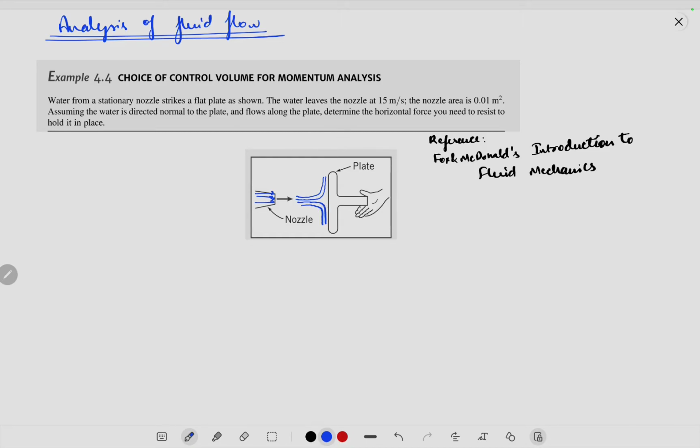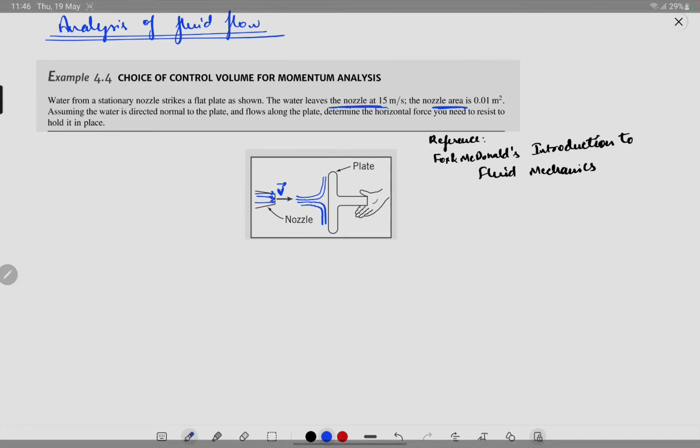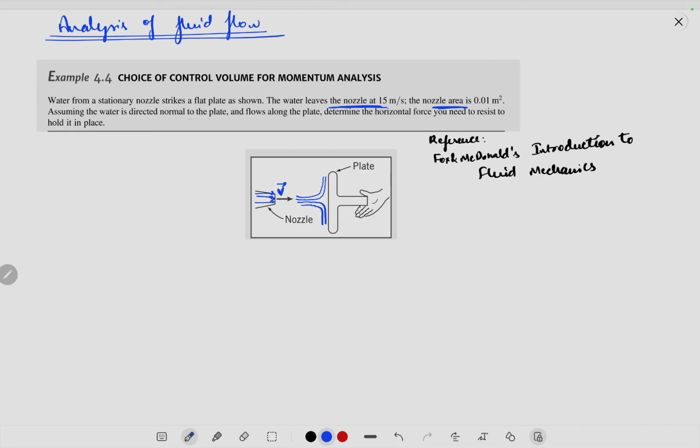Now the question states that the water leaves the nozzle at some velocity. So this is some velocity of the water. The nozzle area is given to you. The speed of the water leaving the nozzle is given to you. Assuming the water is directed normal to the plate, so let's say this incident angle is 0 degrees with respect to the area vector of this plate, and flows along the plate, so goes like this. Determine the horizontal force you need to resist to hold it in place.